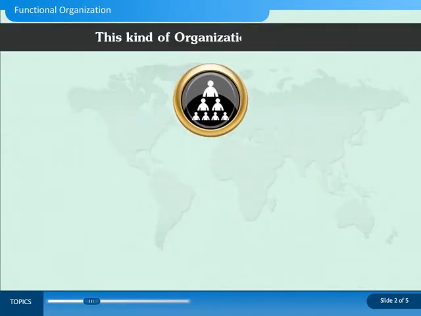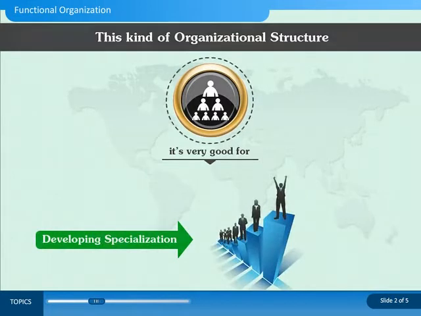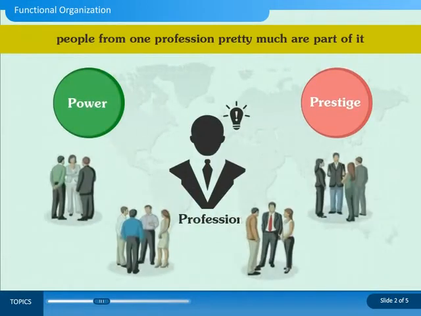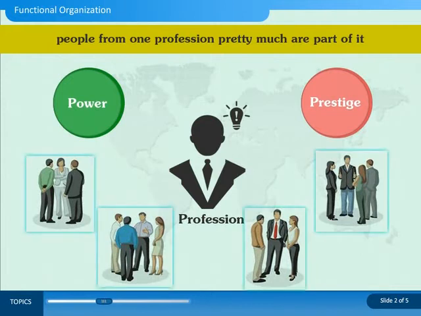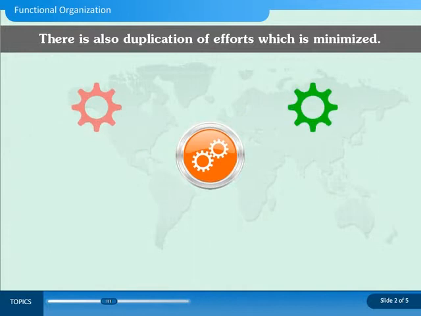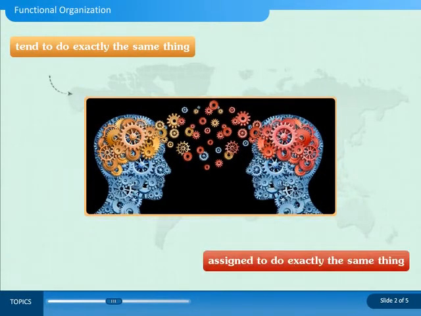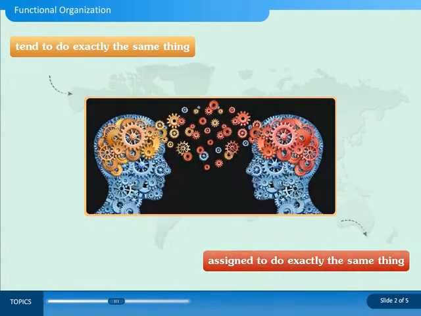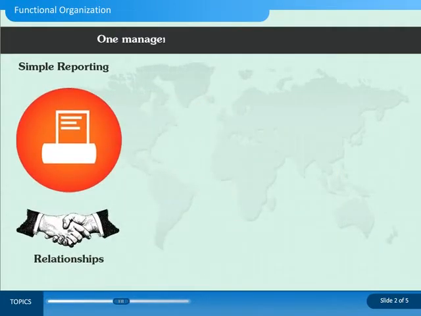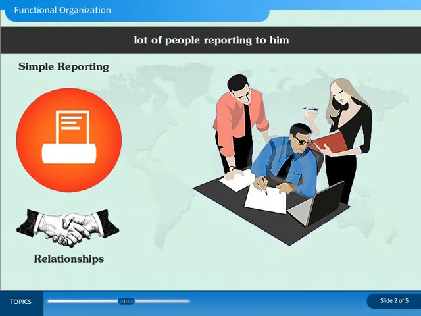This kind of organizational structure is very good for developing specialization. There's power and prestige of the profession, so people from just one profession are pretty much a part of it. Duplication of effort is minimized. This is because no two people tend to do exactly the same thing or are assigned to do exactly the same thing. And there are very simple reporting relationships, just one manager of that particular department who has a lot of people reporting to him.